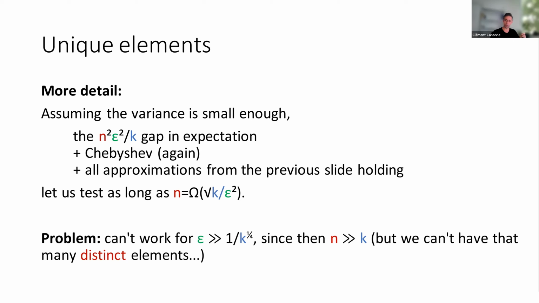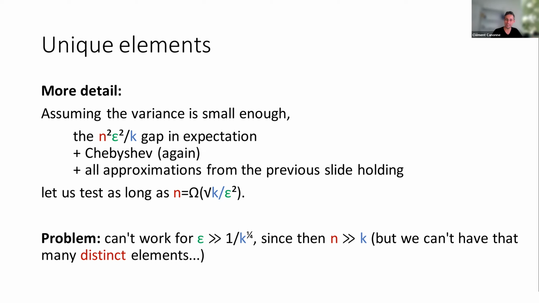But if epsilon is too small, then the square root k over epsilon squared, the number of samples I take, becomes too large. It becomes much larger than the domain size. And in particular, using some kind of coupon collector argument, I will have seen all elements of the domain at least twice, which is bad because then that test gives me literally zero information whatsoever. Count the number of things I see exactly once. If the answer is 0, that doesn't tell me much about what I should do. So that's a small caveat for this one.